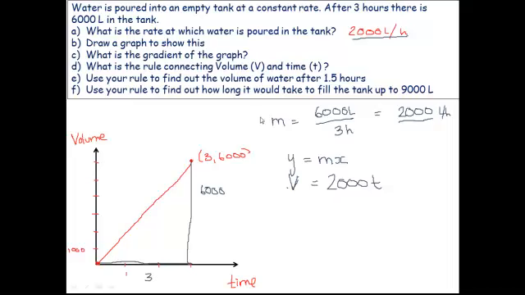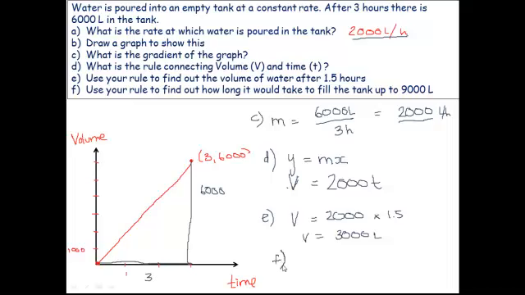Now we can use that rule, so that was part C, now part D. We can use that rule to work out the volume of water after 1.5 hours. We're going to substitute 1.5 in for t. So 2,000 times 1.5 gives us 3,000. So the volume after 1.5 hours is 3,000 liters.